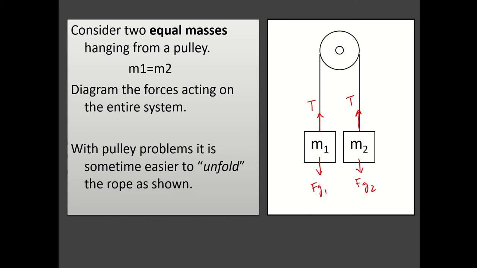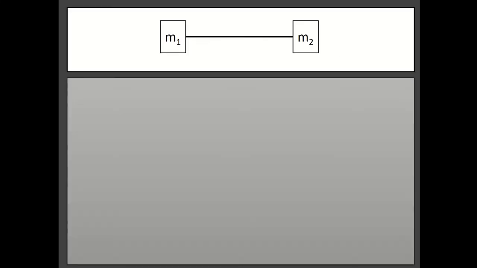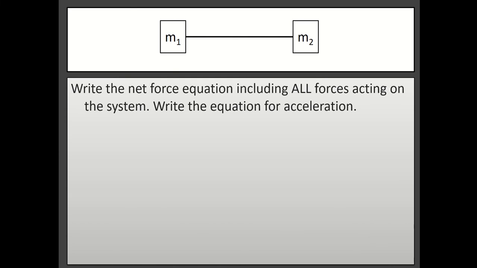We assume that the pulley in this case is frictionless, so there's no friction where the cable goes over the pulley. So one way to solve these sort of questions is to unfold this and make it look like it's in just 1D along a horizontal line. So what we're going to do here is come up with some equations and solve. So let's unfold this like this. So we have our M1, M2. Let's label the forces again.